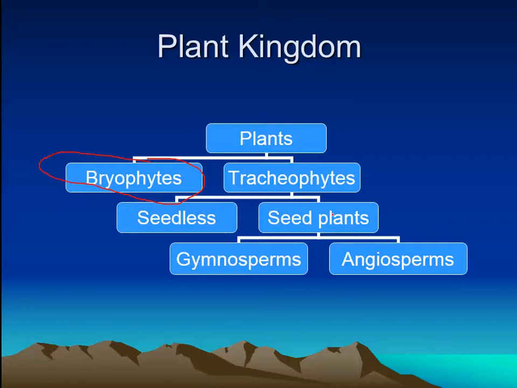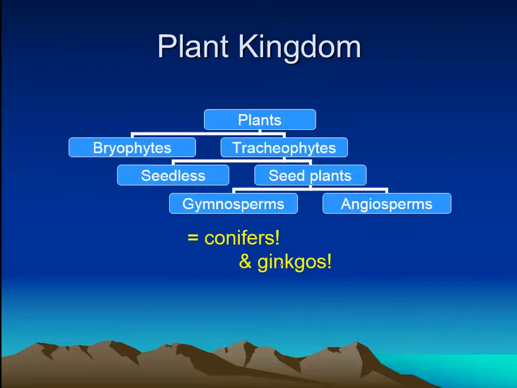Now the seed plants we're going to divide into gymnosperms and angiosperms. Gymnosperm, as we'll see later, means naked seed plant, and angiosperms are the flowering plants. But we'll talk about gymnosperms first. When you hear the word gymnosperm, I want you to think of conifers and ginkgos. When you hear the word conifer, do you think of pine trees, things like Christmas trees? Yeah, so when you hear gymnosperms, think Christmas trees.